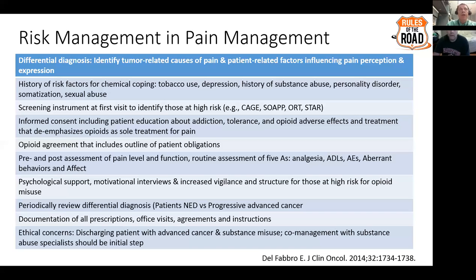Just like with chronic non-cancer pain, we certainly want to do a pre and post assessment of the pain level and use the 5 A's to routinely reassess where we're going. We'll talk about that a little bit more.